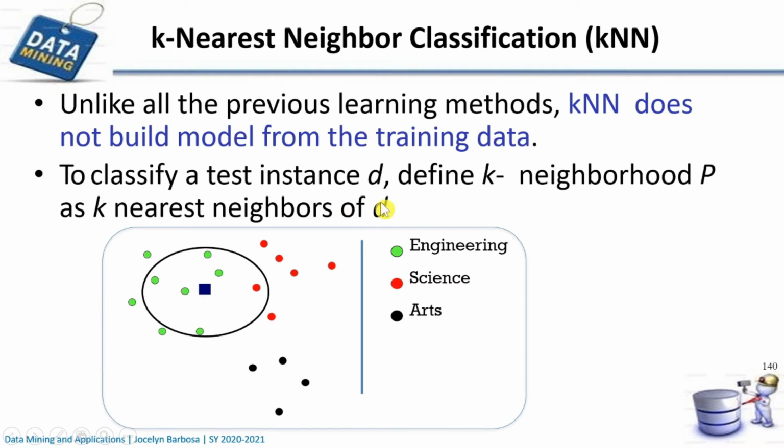So given the test instance D, for example, the new instance to be classified, we define the K neighborhood P as the K nearest neighbors of D. In this case, as you can see, there are 1, 2, 3, 4, 5, 6. Six is the value of K, the total number of the nearest neighbors of the new instance D here.